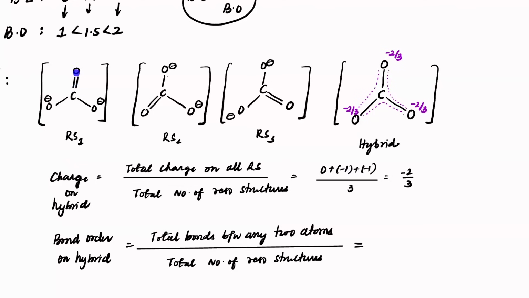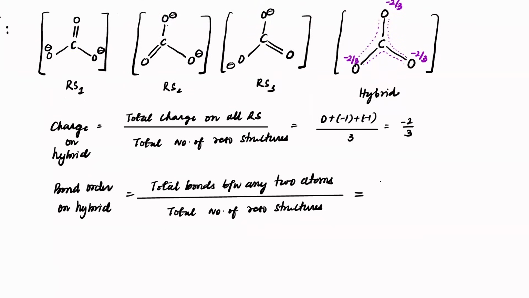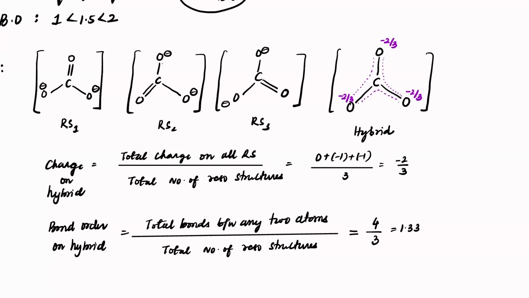You can see any two atoms, let's say I compare these two. Between these two, we have two bonds here, one bond here, and one bond here. That makes a total of four bonds. So we have a total of 4 bonds across 3 structures. That is 1.33. This will be the bond order. So in here, the bond order is 1.33. So the charge is minus 2 by 3 and the bond order is 1.33.